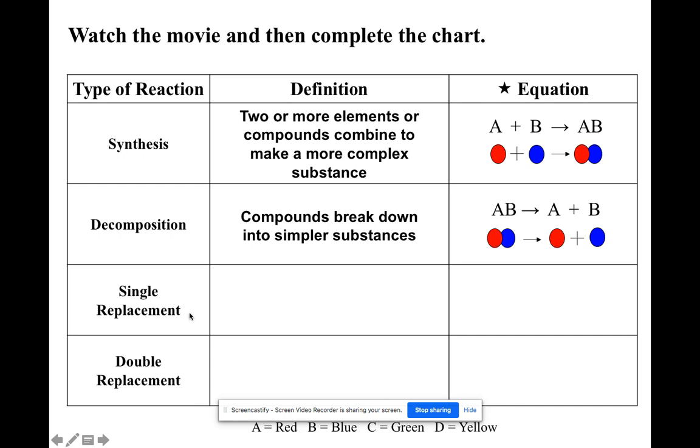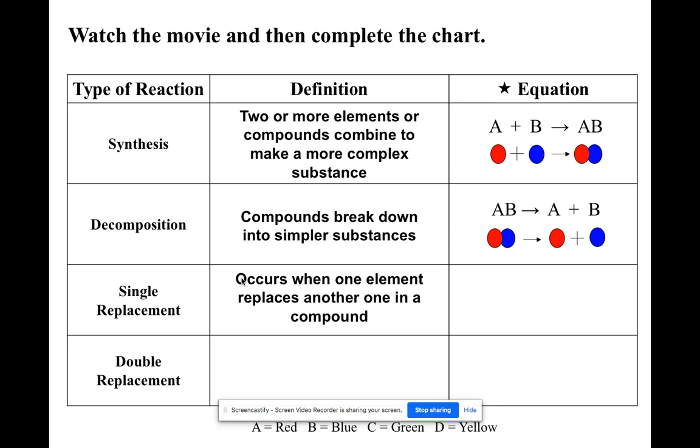The next type of chemical reaction is single replacement. Single replacement is when you have a compound plus a single element, and that single element replaces one of the elements in the compound. So, in the example, AB plus C, the C replaces that B there, and now the compound form is AC plus the single element B.